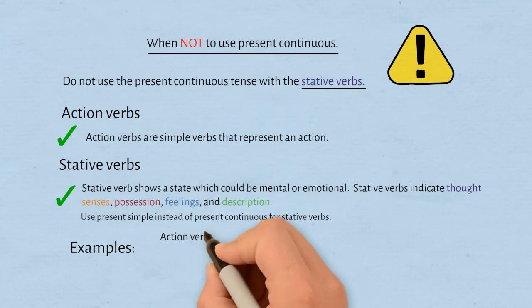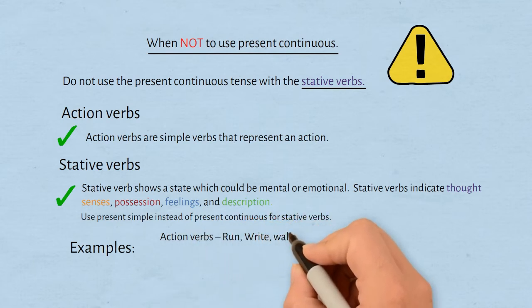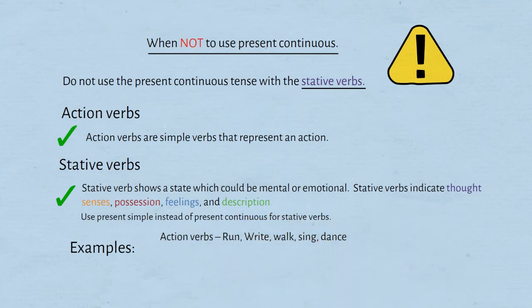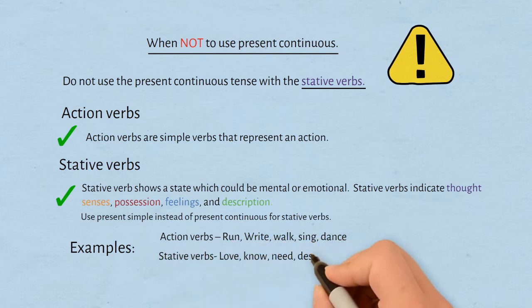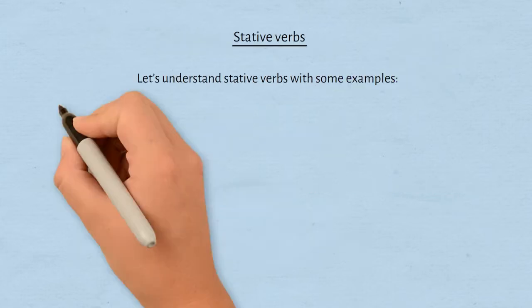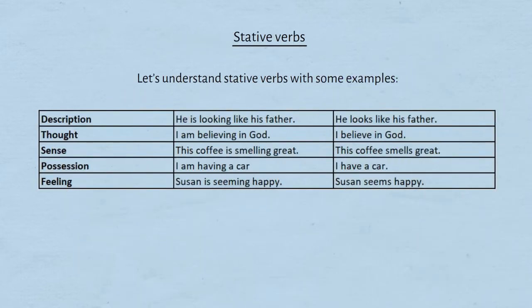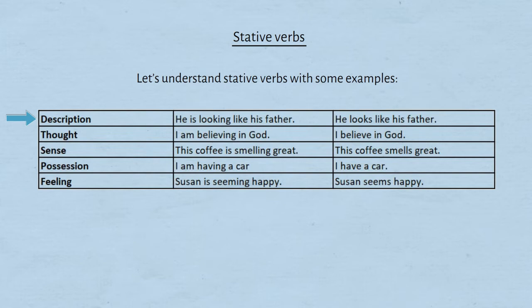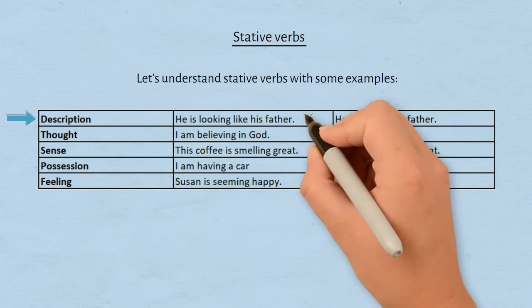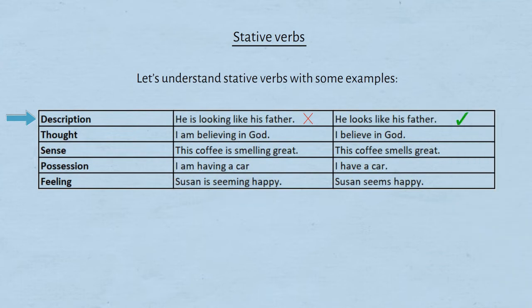For example, action verbs are like run, write, walk, sing, dance. Similarly, stative verbs are love, know, need, desire, want. Let's understand this with a couple of examples. You can see a table on your screen. It has the incorrect sentence and the corrected one. In the first column we have the description. When we are describing something, say for example, he is looking like his father, that is incorrect. The correct one is he looks like his father.